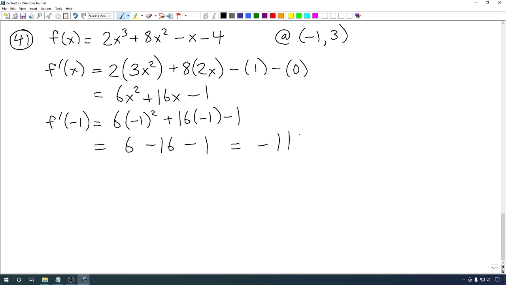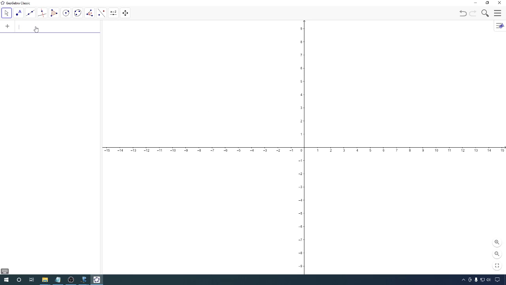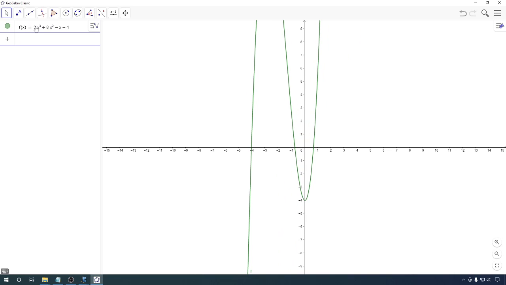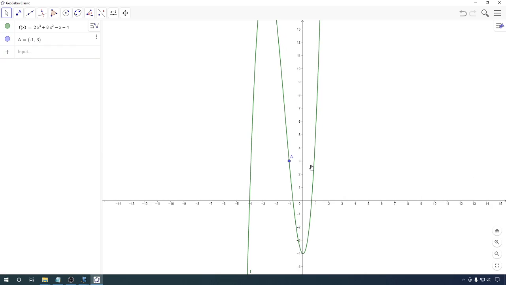Let's go ahead and plot this. So our function, f of x is equal to 2x cubed plus 8x squared minus x minus 4. This is our curve. It starts out low, goes up high, and then comes back down a little bit. And they claim the point negative 1, 3 is on the curve. And it definitely looks like it's on the curve.